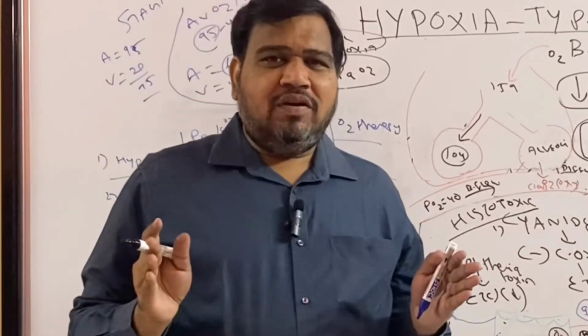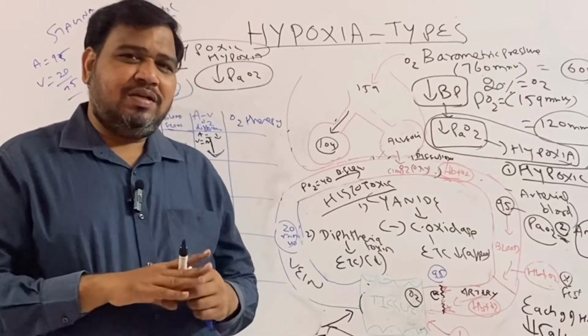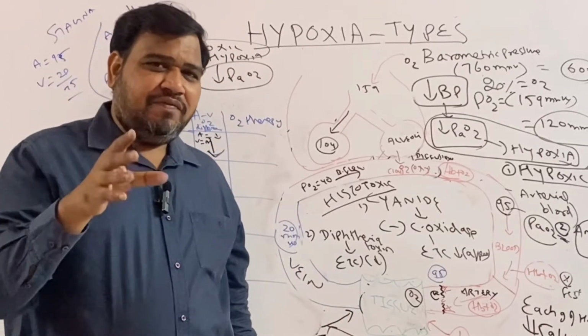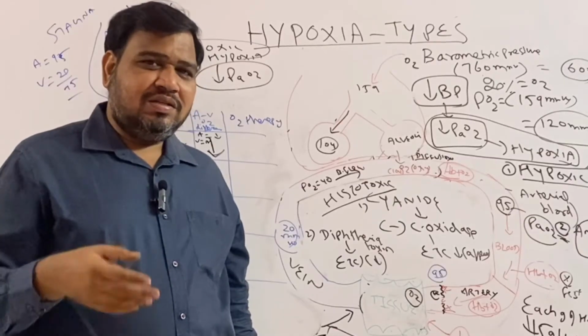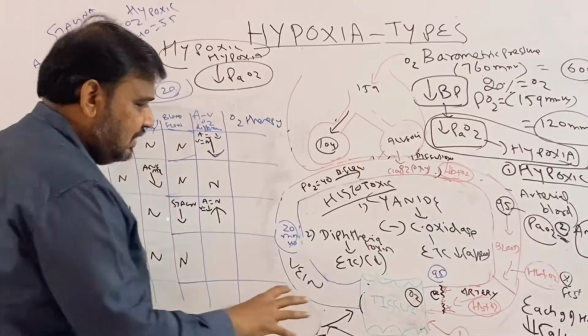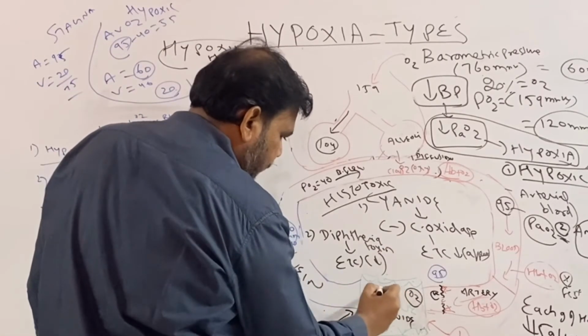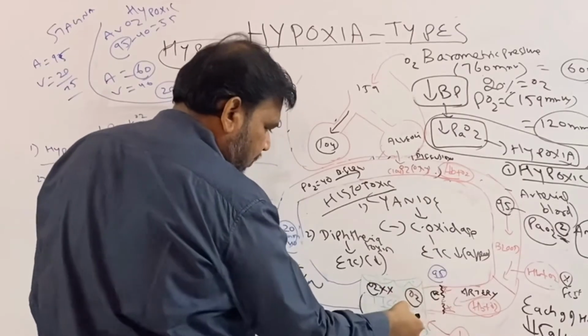So what will happen to AV oxygen difference in histotoxic hypoxia? You can pause the video and try to answer. I will give the choice: AV oxygen difference is increased, decreased, or normal. What happens here is, remember, the tissue itself is the problem. So cyanide poisoning, what happens? The tissue is not able to take the oxygen, but the oxygen coming is normal.